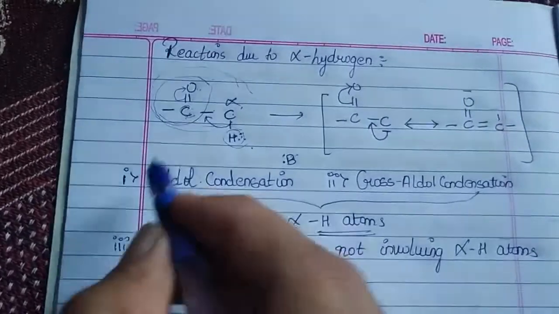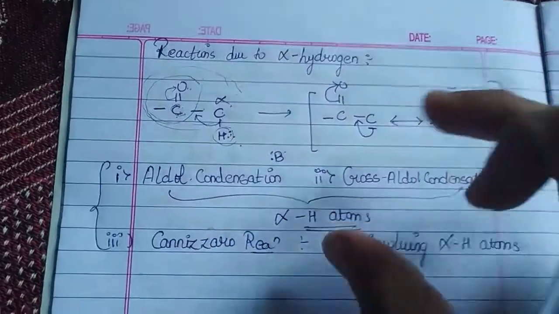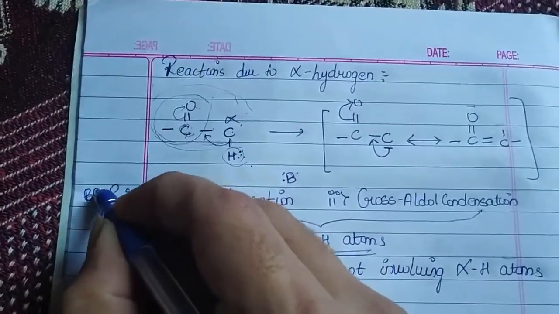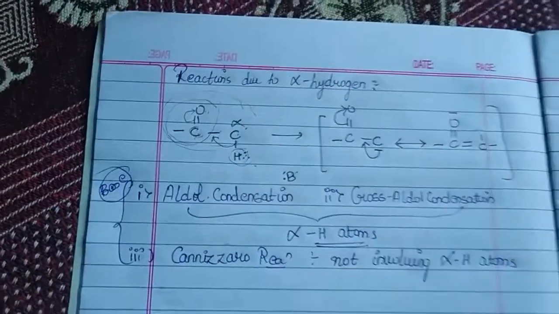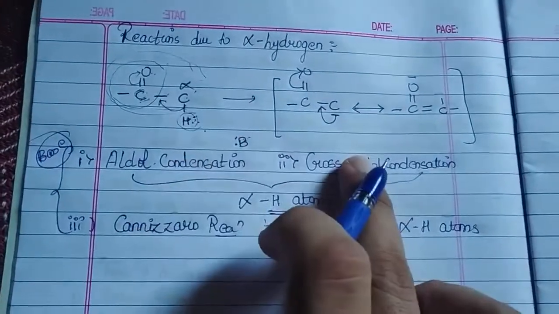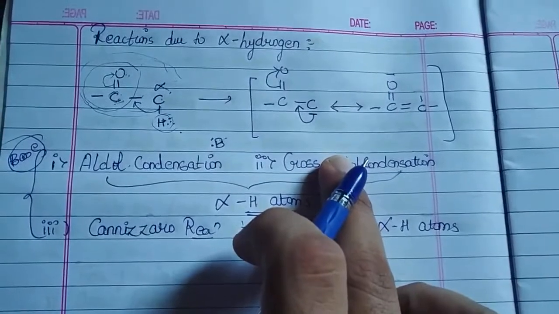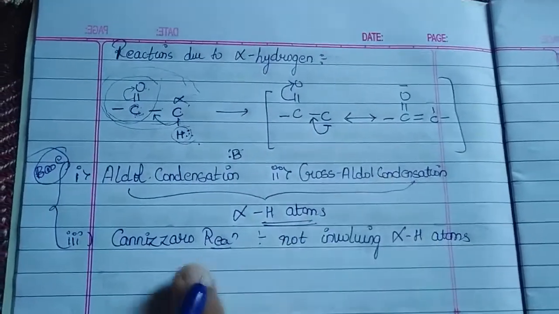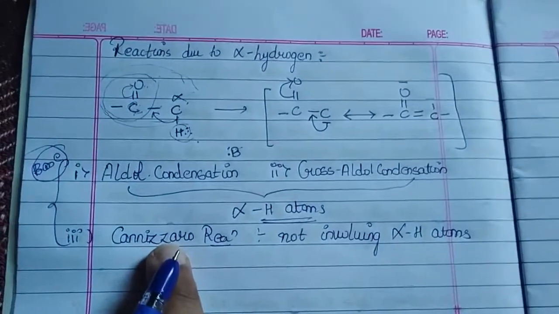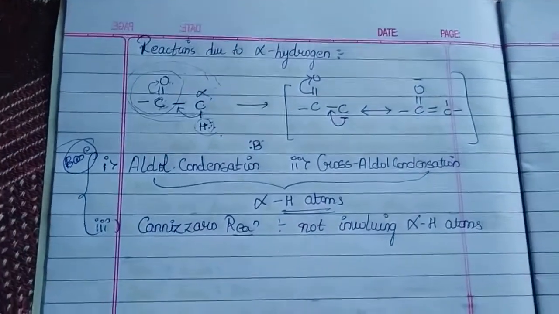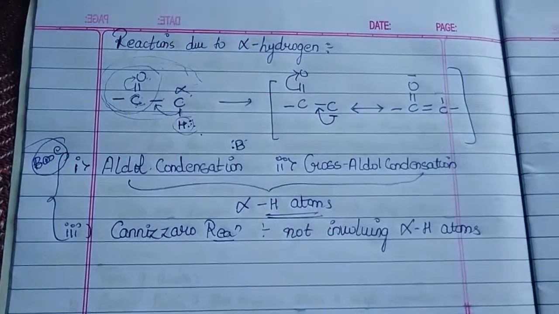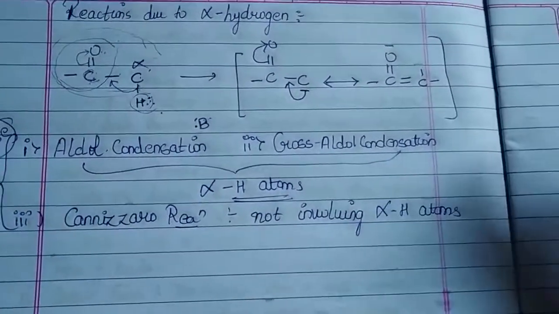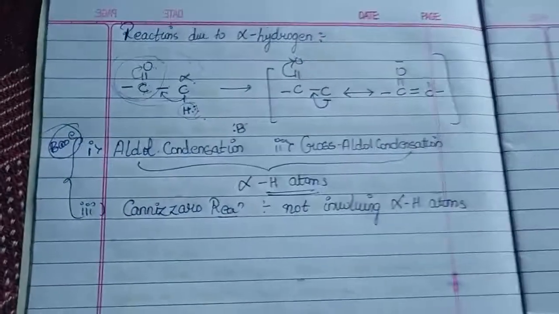And do remember one common thing, all these 3 reactions take place in the presence of base. In both of the first two cases we are using dilute NaOH or KOH, whereas in Cannizzaro's we are involving a strong solution of NaOH and KOH. Why is it so? What will be happening? We'll be seeing one by one in our video.